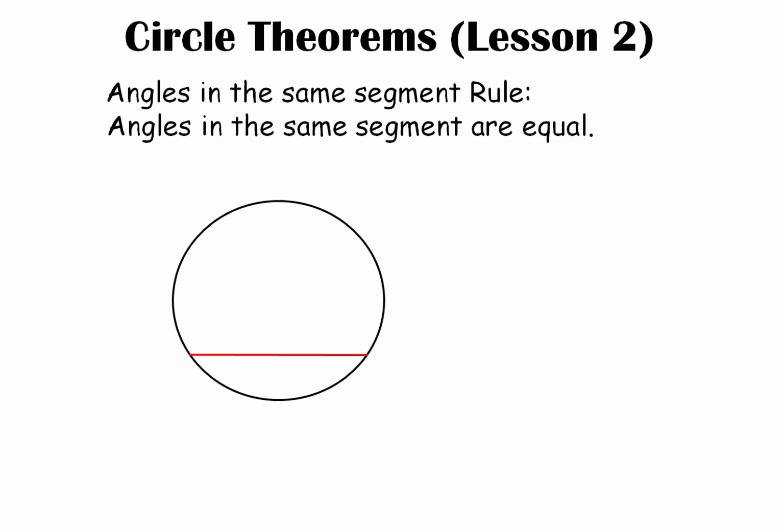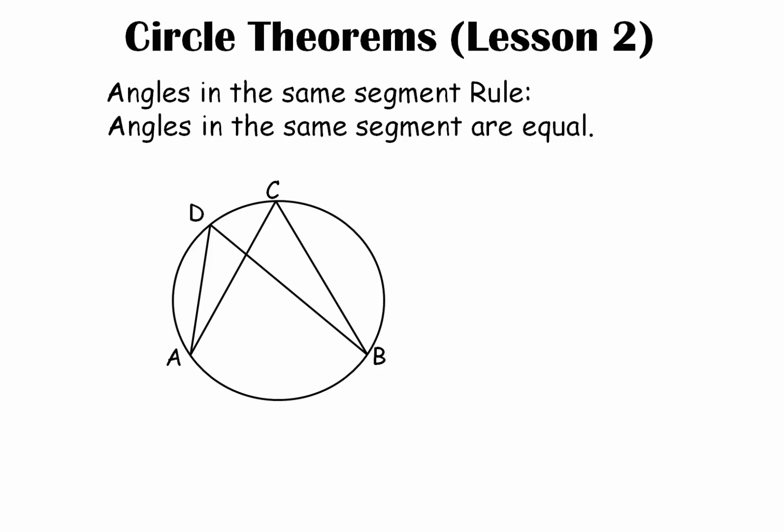If we were to draw this circle and draw this chord, and this chord intersects the circle at point A and at point B, this chord divides the circle into two segments. We have the major segment and the minor segment. So this rule is saying that when angles are formed in any of these segments, those angles formed in the same segment are equal.